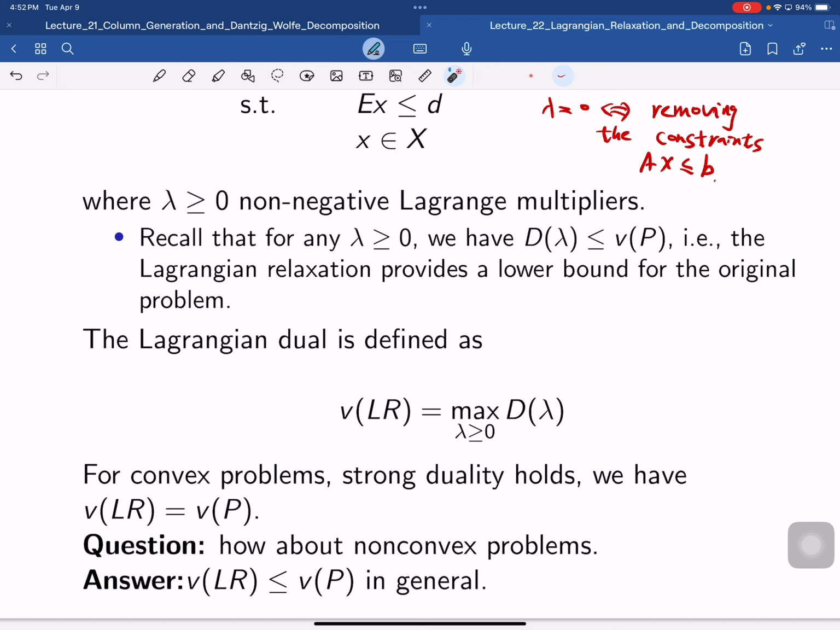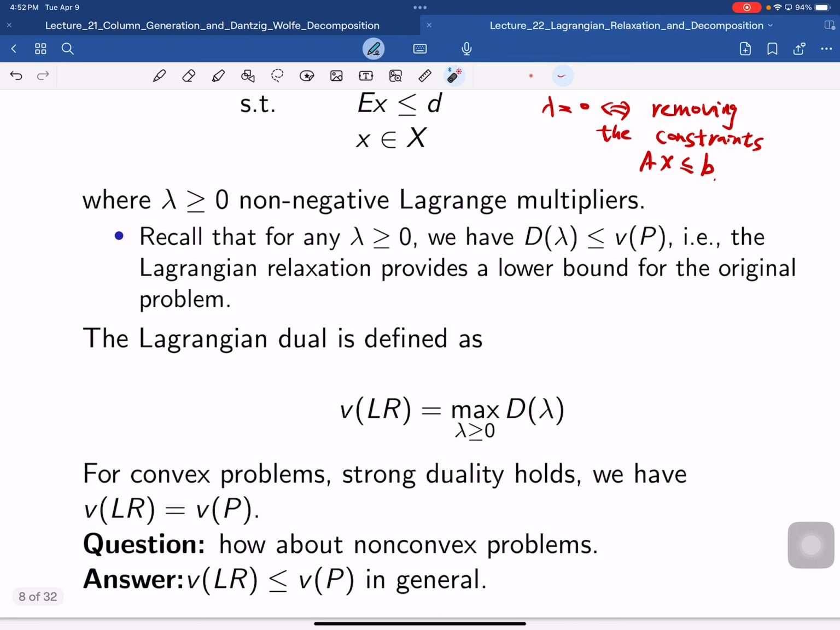Another question we want to ask in this lecture is what if the problem is non-convex? We are talking about mixed integer linear programming problems. MILPs are non-convex problems. So what is the relationship between the Lagrangian relaxation bound and the original problem? In general, the Lagrangian relaxation bound is less than or equal to the original problem. For some problems, you can see there is a so-called duality gap. Even if you take the tightest Lagrangian dual bound, you are not going to get the value of the original problem. We will show that in this lecture.